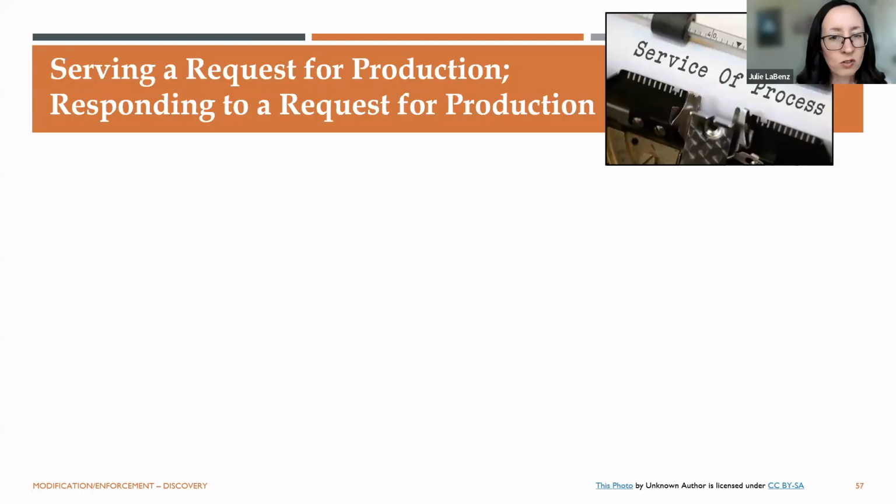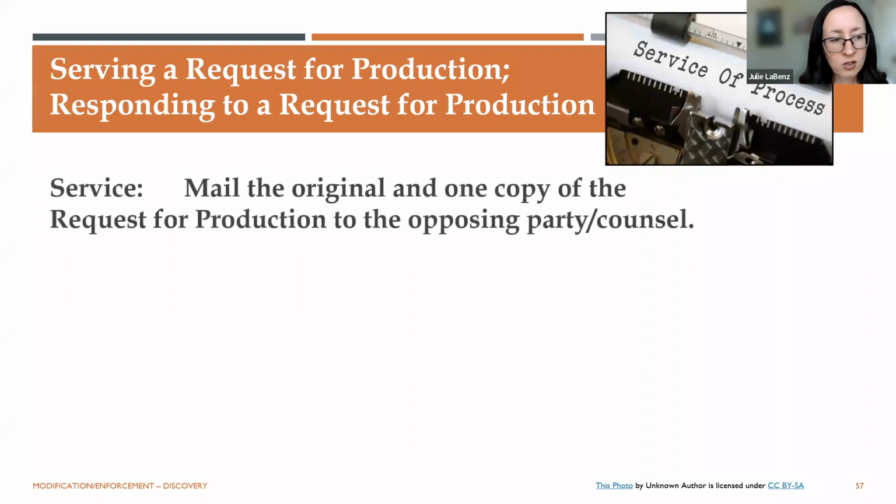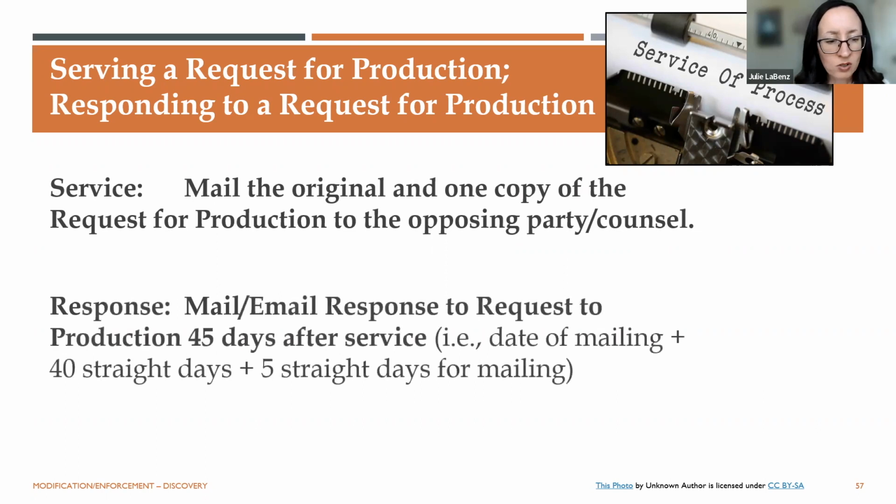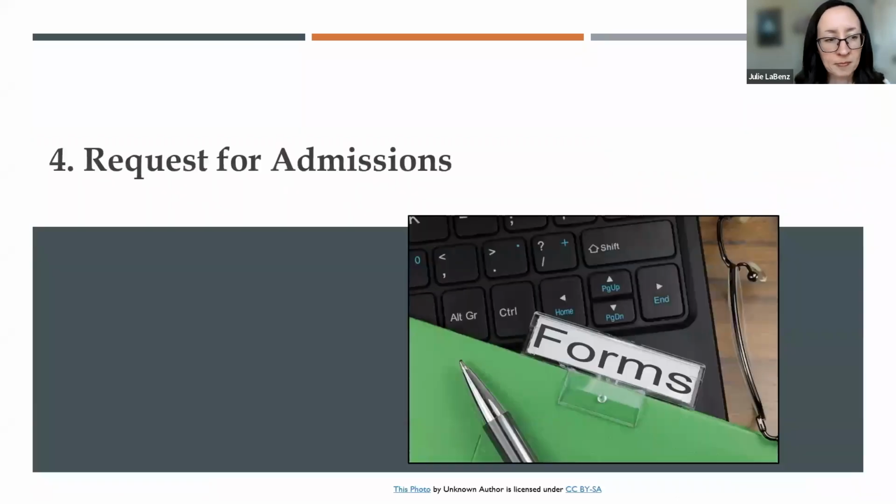How do you serve a request for production and how do you respond to it? Well, you serve it by mailing the original and one copy to the opposing party or their counsel, and then you would mail or email your response to the other side 45 days after service, or 60 days if it was served with the petition. Nothing is filed with the court.